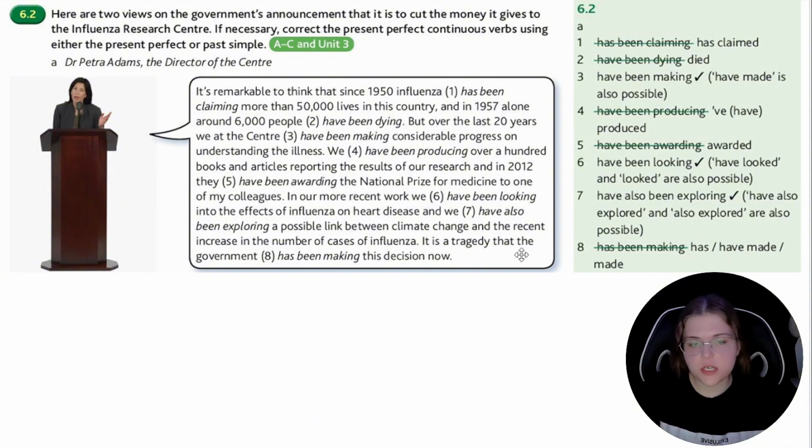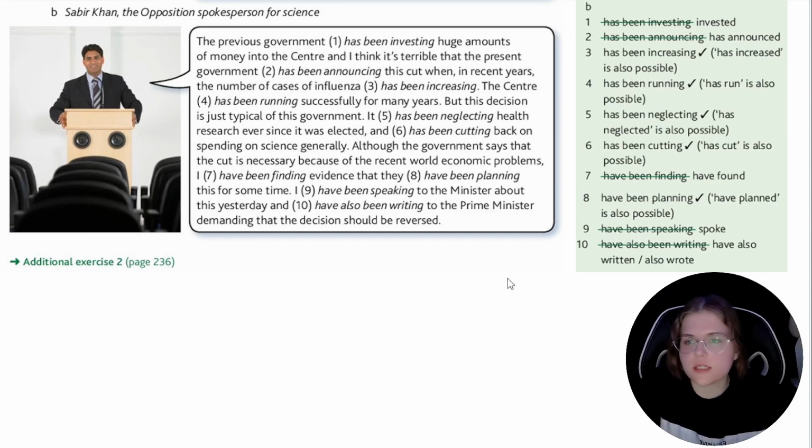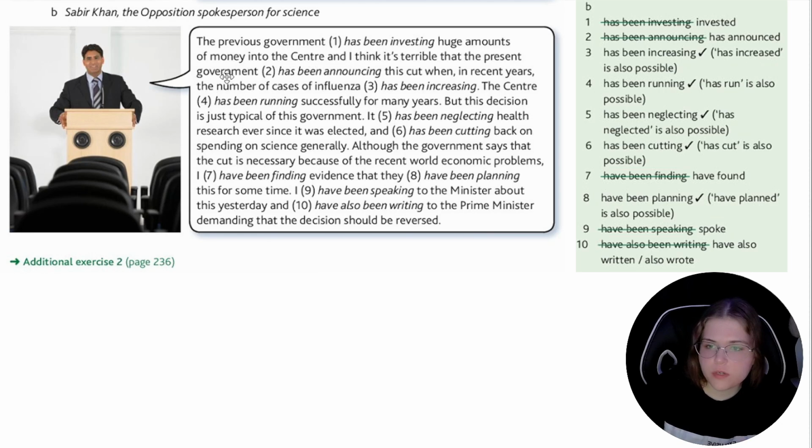It is a tragedy that the government have or has made this decision now. Just a result, without any duration. And the next part, Sarah Khan, the opposition spokesperson for science. The previous government invested huge amounts of money into the center, and I think it's terrible that the present government has announced this cut when in recent years the number of cases of influenza has been increasing.